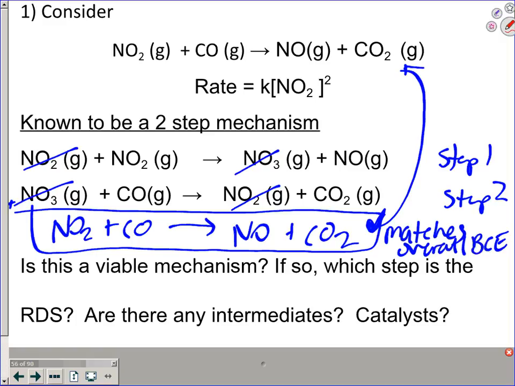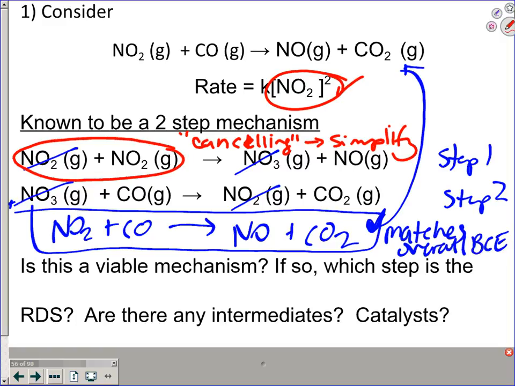Now, the fact that I've canceled it out doesn't really mean I've canceled it out. I was basically simplifying the mechanism steps into one reaction. So this whole canceling is not really canceling. I'm just saying canceling in quotation marks, or it's simplification. Okay, so that's what we're actually doing here. So this right here matches with this right here. So this step 1 must be the slow step, the rate determining step.